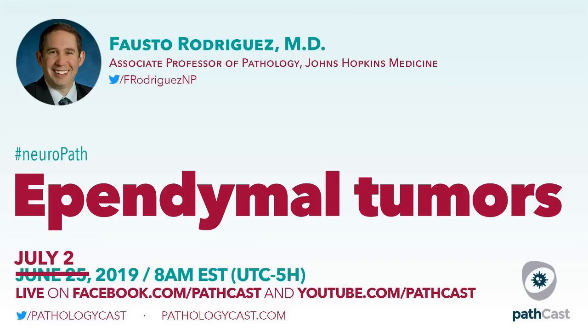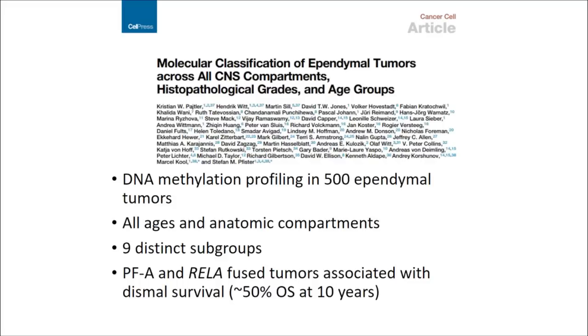In this paper, which has been quoted very frequently, there was a comprehensive study of ependymomas or ependymal tumors at all different sites. Nine distinct subgroups were identified, with two of them, posterior fossa group A and RELA, being the ones associated with the highest mortality and actually driving most of the mortality associated with ependymomas, as I'm going to show you.